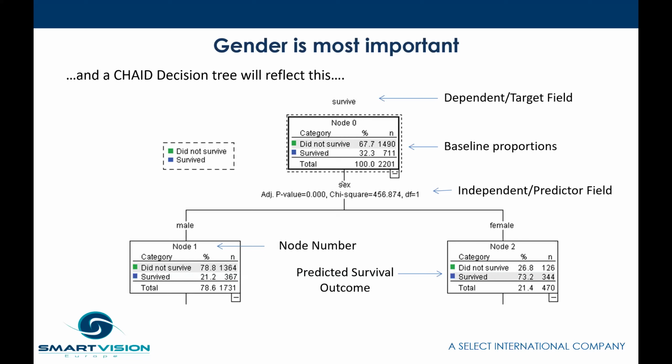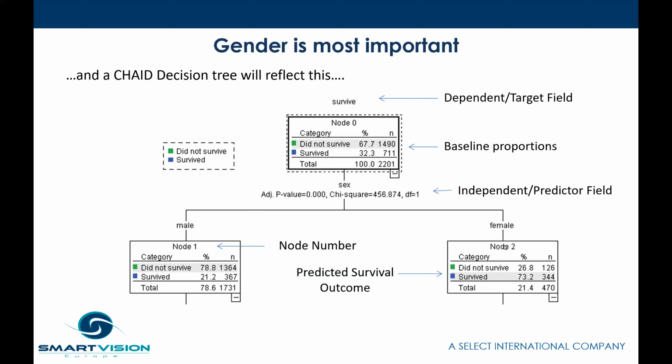So when we're interpreting the tree, we're seeing this dependent target field. Bear in mind that although the boxes look like they're similar sizes, in reality, you've got to keep your eye on the total value here, which is 470 females, 1,731 males. We can see here that it also shades the modal group, the group of the larger number of cases. So did not survive is shaded gray here, indicating that 78% of the males did not survive, whereas for females, 73% did survive, so that's shaded.